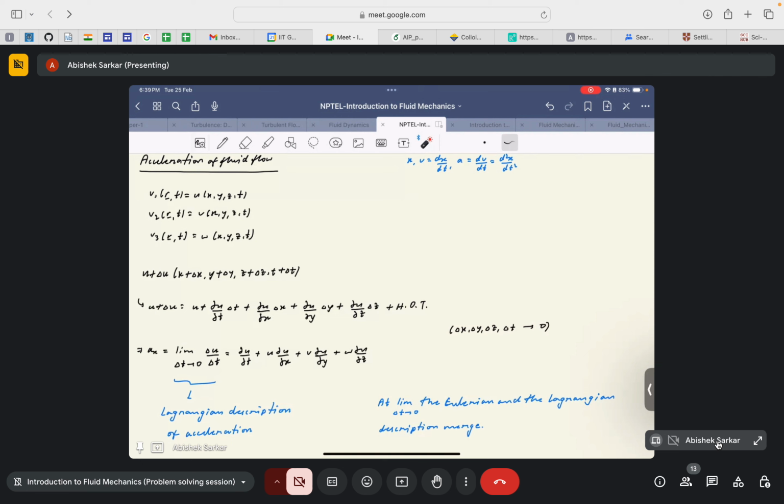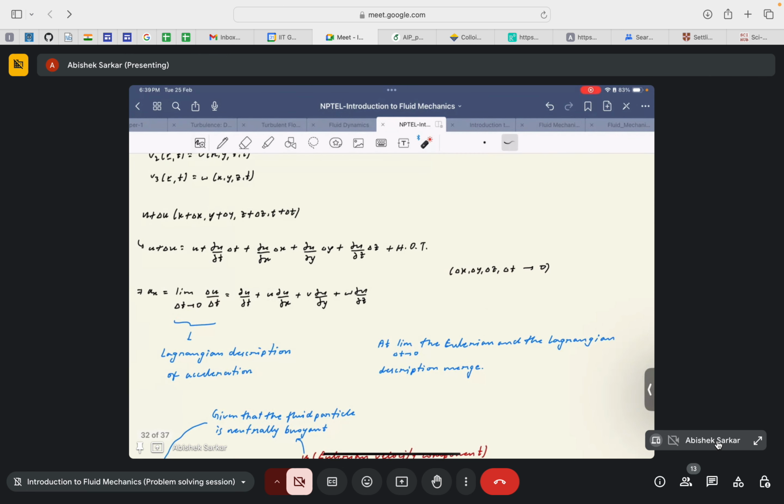Okay, and some higher order terms that we are neglecting. And similarly, as delta x, delta y, delta z, and delta t tend to 0, the acceleration ax will be given by the limit delta t tends to 0 of delta u by delta t, which would be dou u by dou t plus u dou u by dou x, plus v dou u by dou y, and w dou u by dou z.